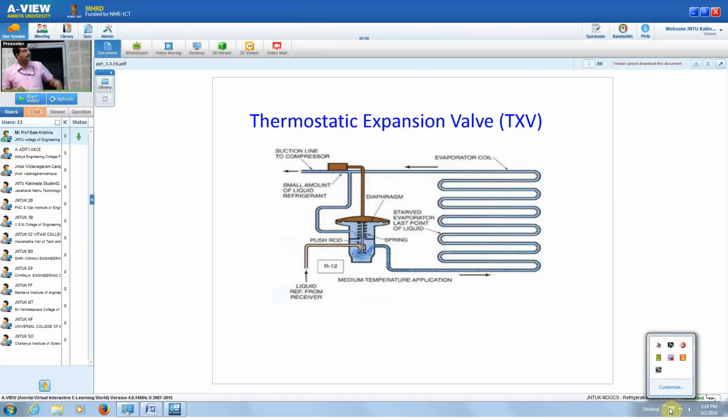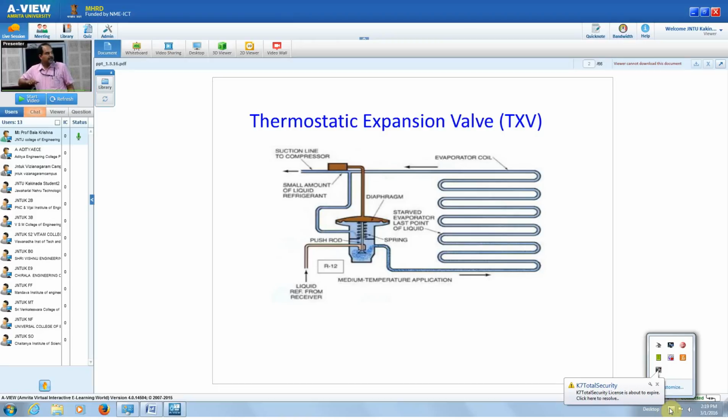So if the valve comes down, what happens? The area here is increased, so that more refrigerant will enter, and then it will go to the evaporator. Then if the temperature suddenly decreases in the room, it gives the signals that there is no need for more gas to be sent, and automatically, because of the spring action, the valve will go up.